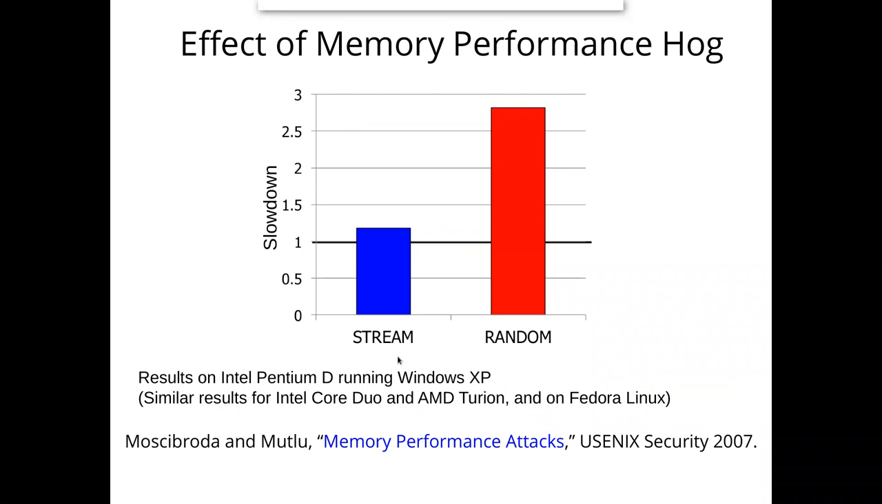So this has an effect on memory performance. Generally, we see a slight slowdown from the streaming one between if it was just running alone versus running in tandem with this random program. But the slowdown that we see in the random case is just off the chart. It's really bad.